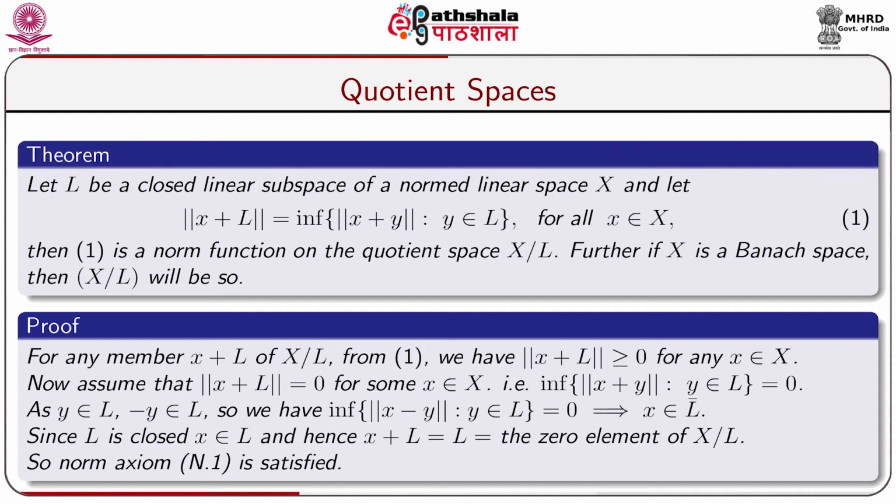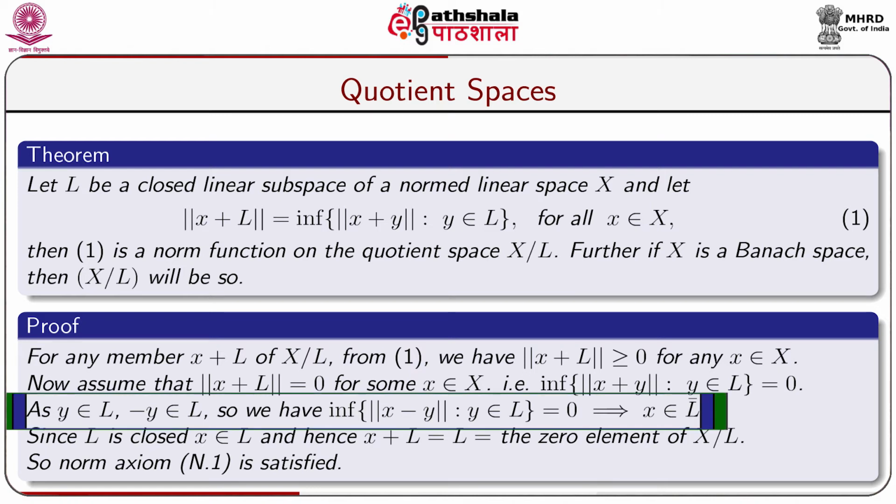As norm of x plus y is always greater than or equal to 0, the infimum is always greater than or equal to 0 for any x belongs to capital X. Now, assume that norm of x plus L equals 0 for some x belongs to capital X, that is, the infimum of all such norm x plus y where y belongs to L is equal to 0.